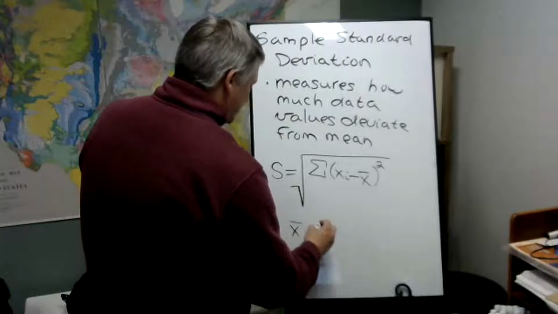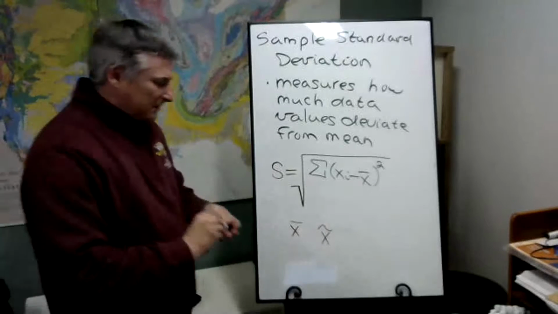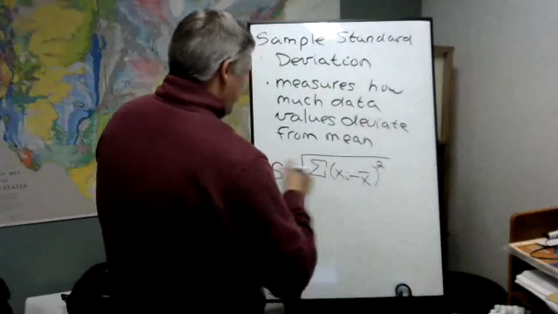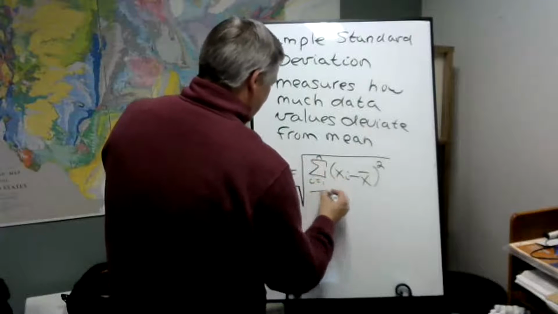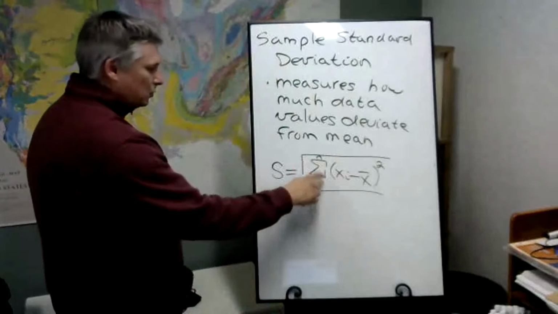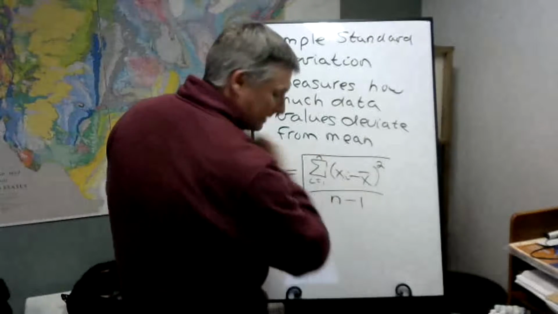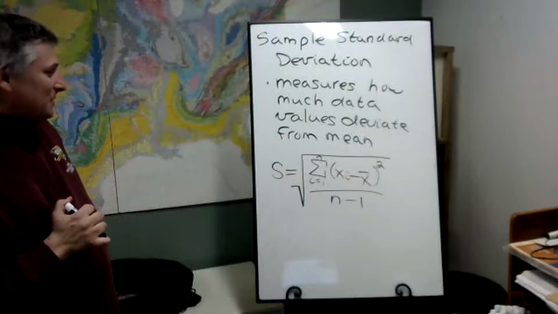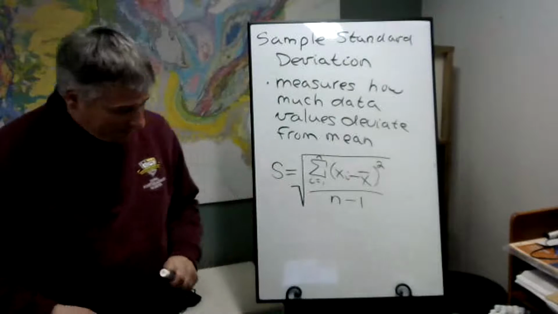Now, if you see this, that represents the median, that's the mean. And we're going to have n, i equals 1 to n, lowercase n, divided by n minus 1. So this is the formula for standard deviation.